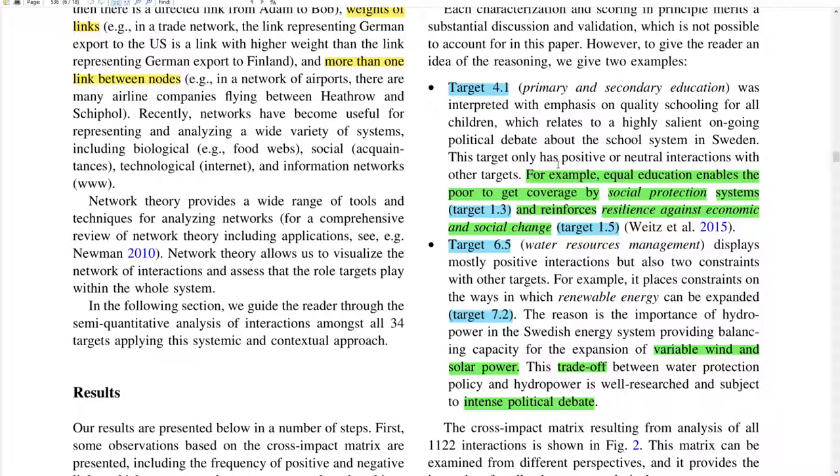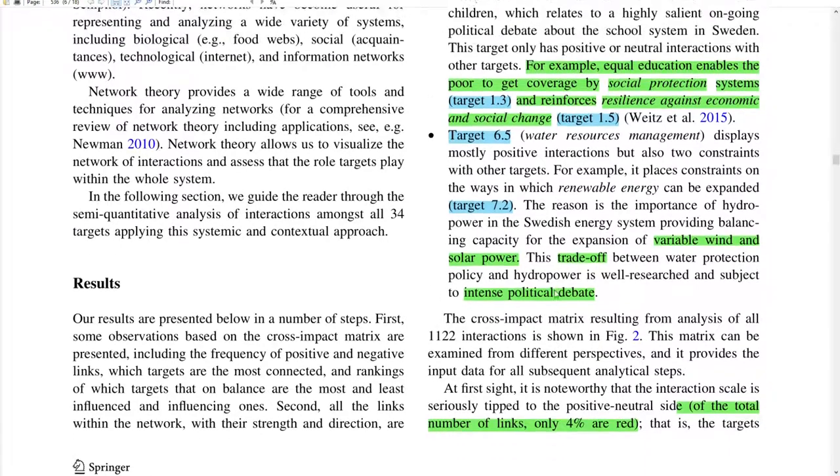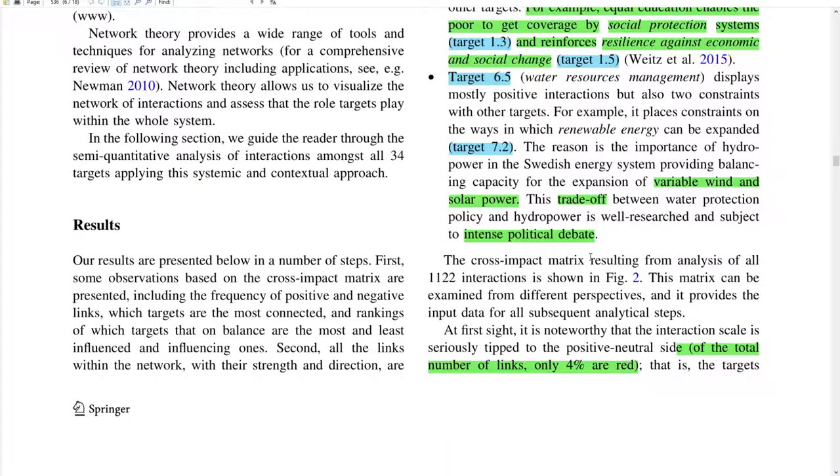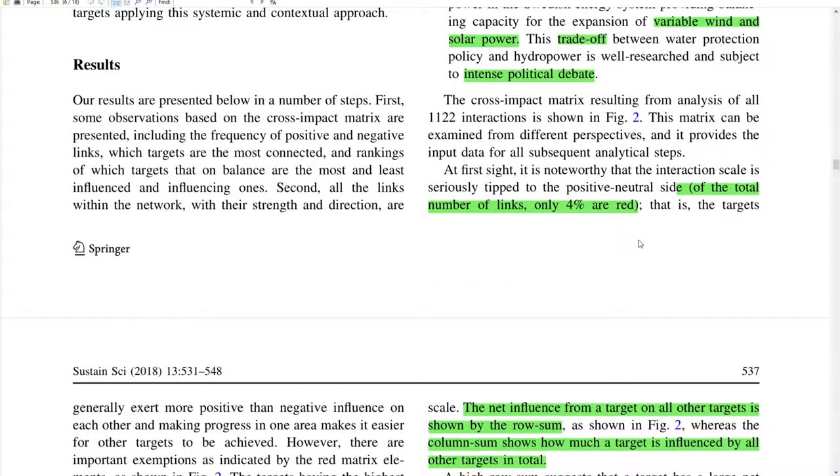And I must state here that the authors are talking about Sweden. So if you were to do the same analysis in another country with different people, of course, perhaps as an approach, it could be a good approach to use, but do not use the results as is. And perhaps that's something that we're going to conclude our presentation with here. Another target that they're discussing here, and how it's being influenced or influencing other targets.